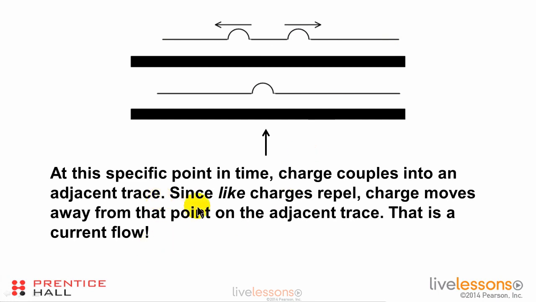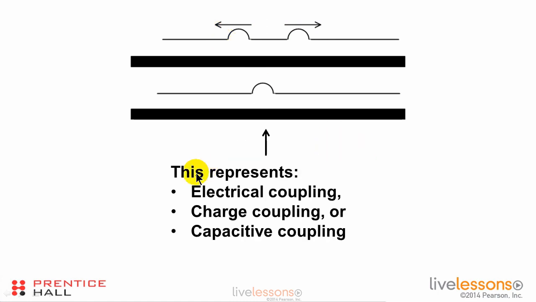And so we have a signal that is propagating along this trace, can couple into an adjacent trace. That little charge can couple into an adjacent trace and create a current in the adjacent trace that flows away from it in both directions in this particular case. We call this electrical coupling, charge coupling, or capacitive coupling. These are all, from a practical standpoint, the same thing. Different people sometimes refer to it different ways, but it's all the same thing: capacitive coupling of charge on one conductor coupling into another conductor.